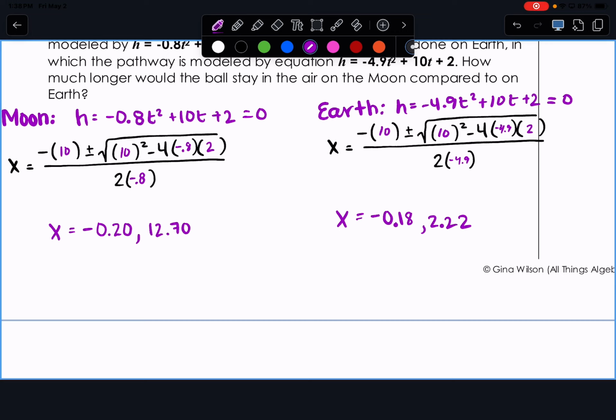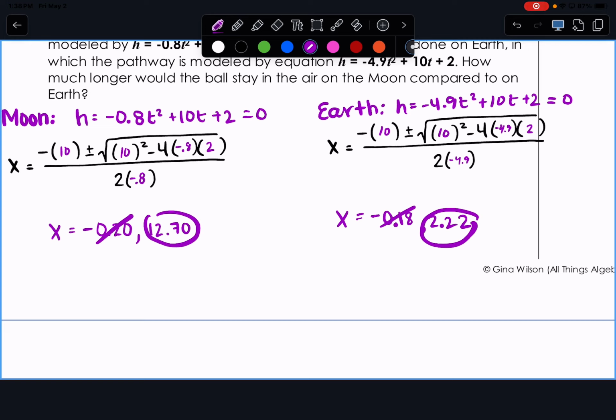All right. So if you plugged in for the moon, the solutions you should have gotten are negative 0.2 and 12.7. If you plugged into the equations for Earth, you should get negative 0.18 and 2.22. Can the negatives be our answer here? No, doesn't make any sense. So we get 12.7 seconds for how long the ball is in the air on the moon, and 2.22 seconds for how long the ball is in the air on Earth.